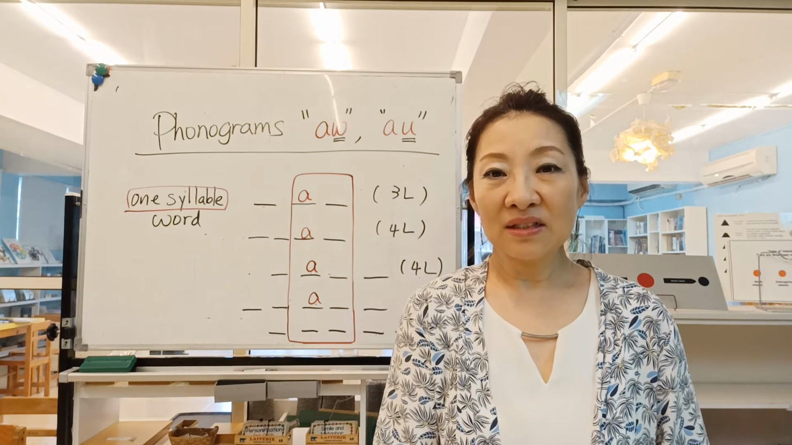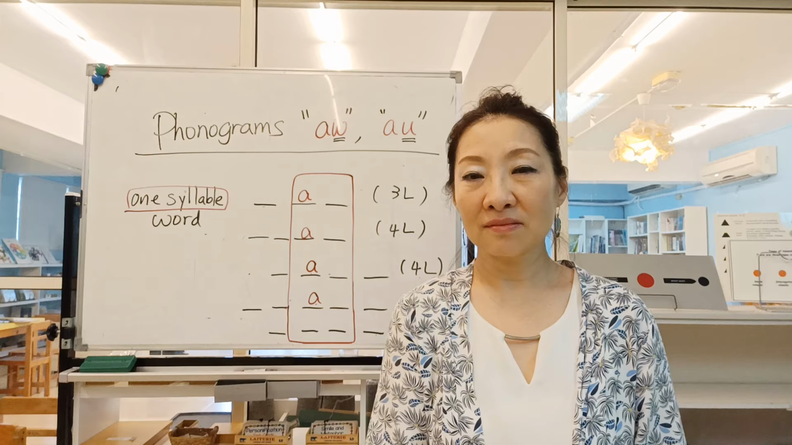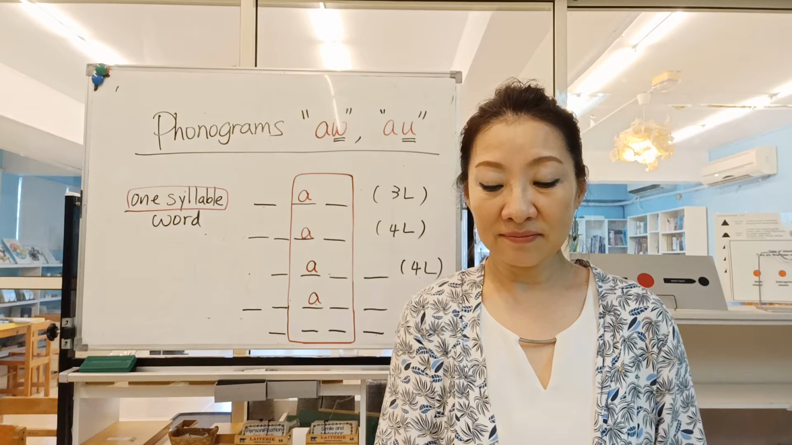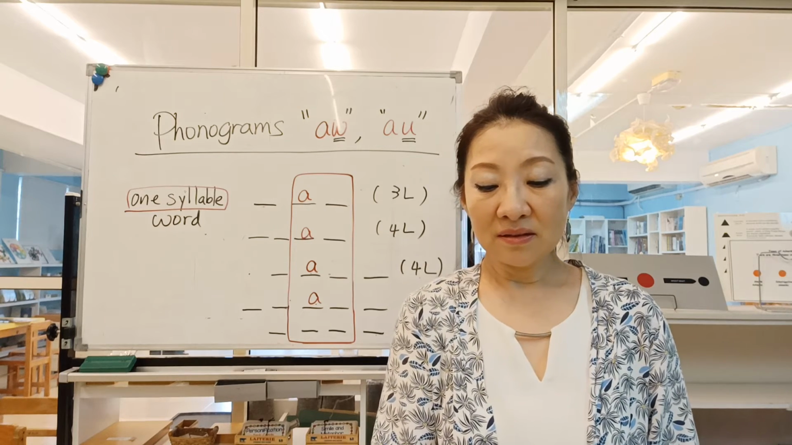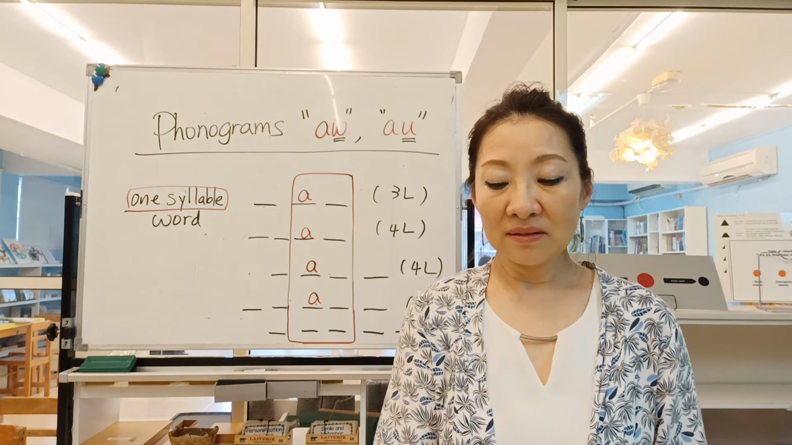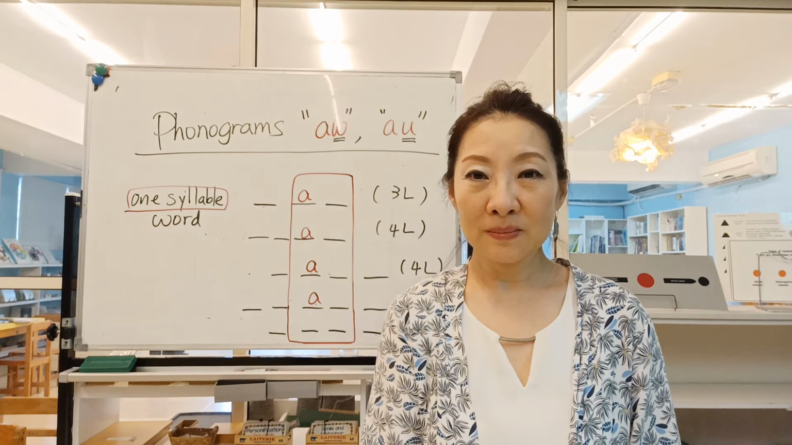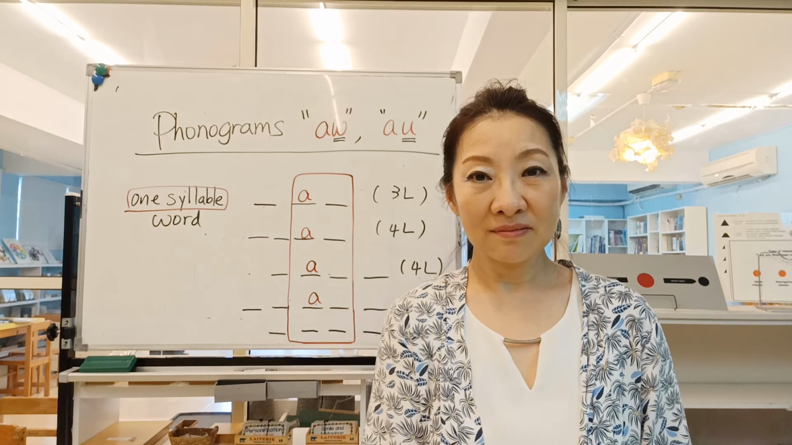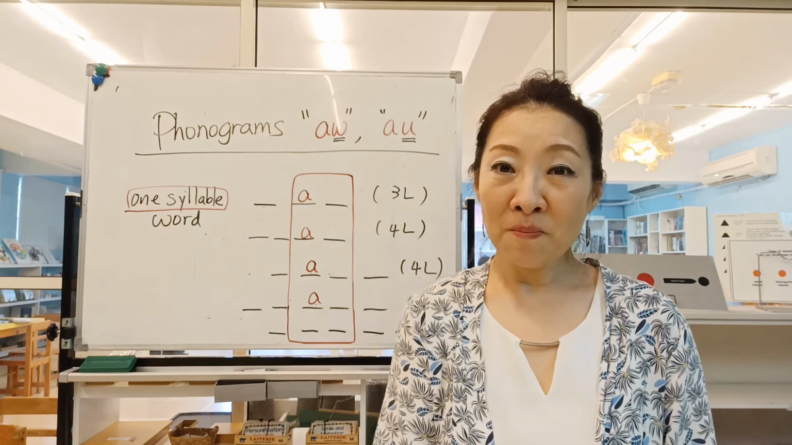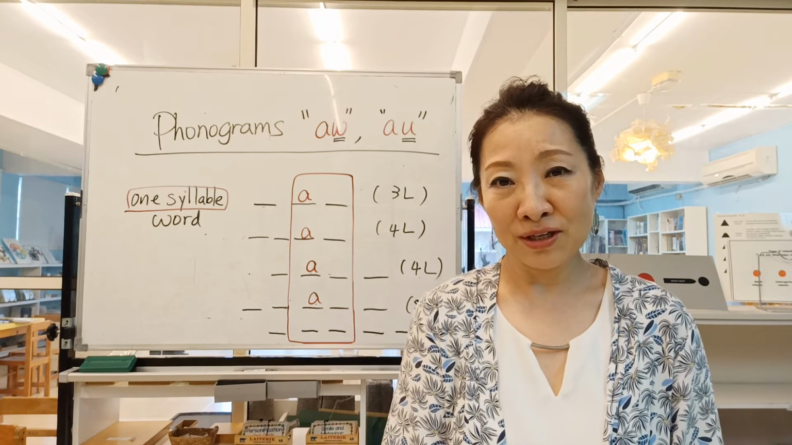Number 9, cause. It's a 5-letter word. Cause means reason. Number 10, saucer. Do you need a saucer to drink tea? If you use a mug, you no longer need a saucer. It's not for you anymore.